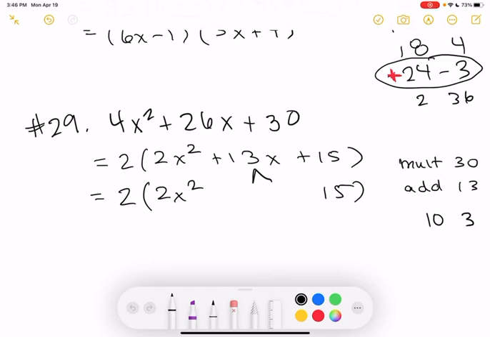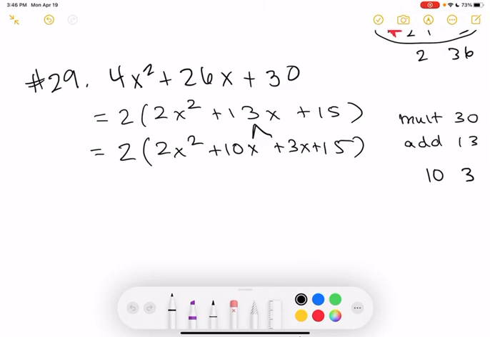It might work to put the 3 first. It might not. I just happen to see that 10 is going to pair really nicely with the 2 because I'll be able to factor out that 2. And then I can see that 3 is going to be very nice with the 15 because I can pull out that 3. So I'm just kind of working ahead a little bit in my head to figure out what might pair nicely. So just bring down that 2.